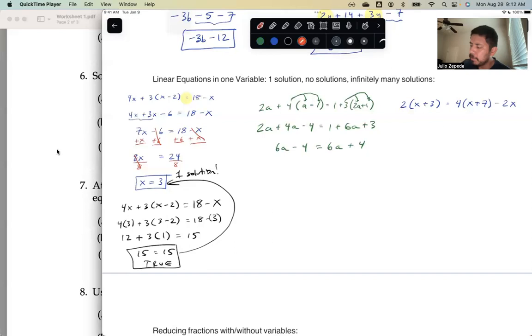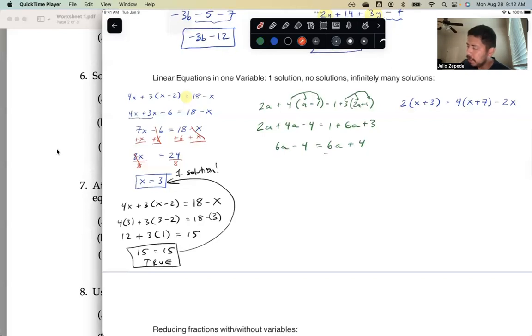Now I want to get all the variable terms on the left-hand side. Let me do that first. Minus 6a to get rid of that. And if I minus 6a on the other side, notice, minus 6a, they cancel out on the right side, minus 6a, they cancel out on the left side as well. And what we end up getting is -4 equals +4. And that is not true. -4 is not the same as +4. This is just a false statement.